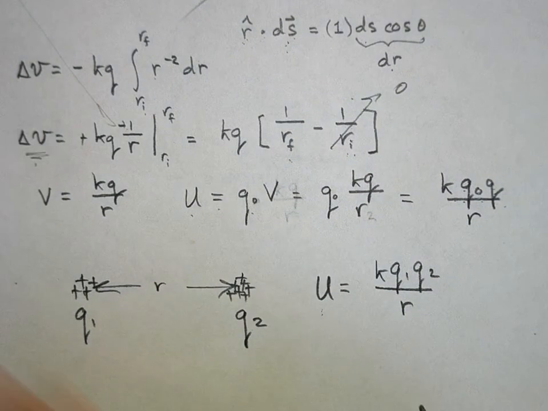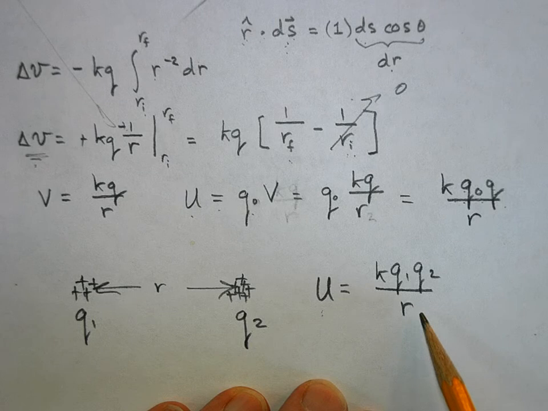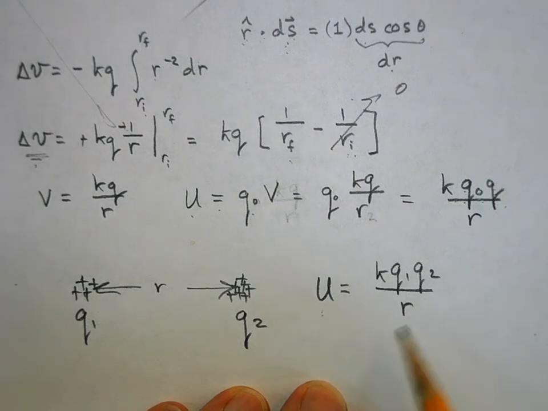And it's really easy, and I do it too, I just did a few minutes ago, to accidentally put an r squared there because we're so used to having 1 over r squared. But don't. This is potential energy.